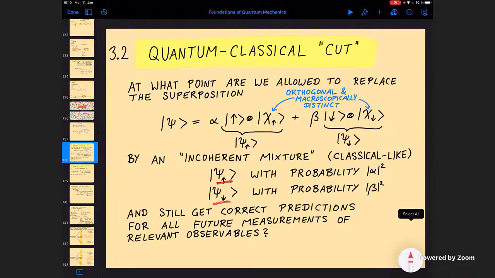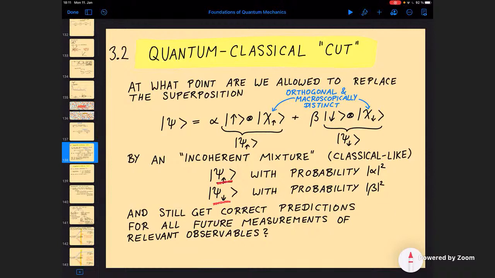So when is it allowed to make this replacement, replacing a superposition by a simple incoherent mixture, and still, that's our goal, still get the correct predictions for all future measurements of any relevant observables? So you could always try to make this replacement, but maybe sometimes you might end up with wrong predictions.